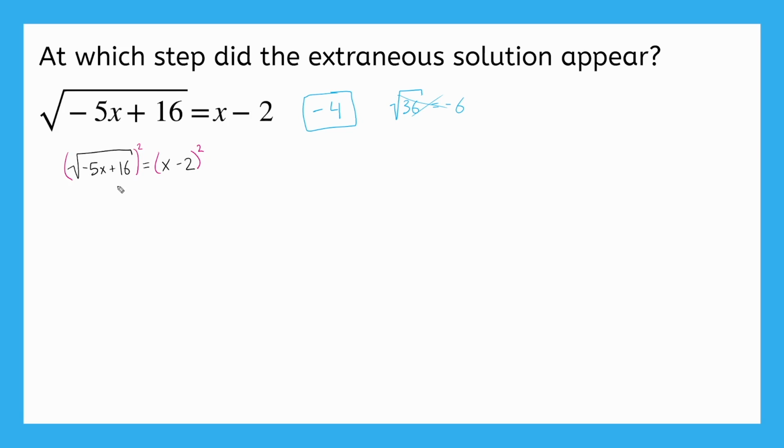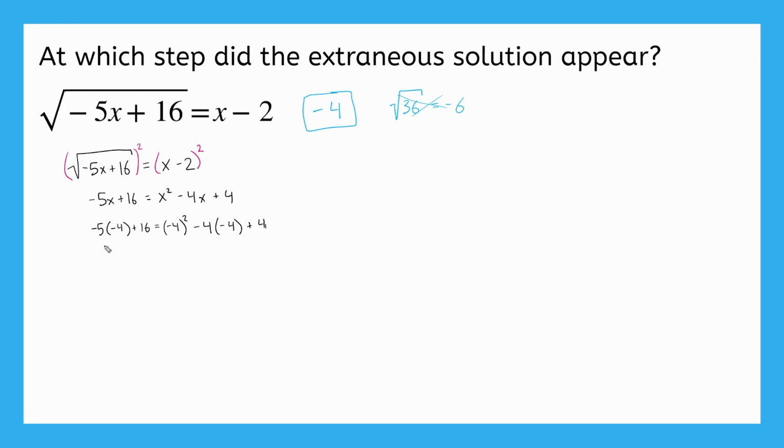And this gave us negative 5x plus 16 is equal to x squared minus 4x plus 4. And here we can already see, if we plug in our negative 4, we'll go ahead and do that. So we have negative 5 times negative 4 plus 16 is equal to negative 4 squared minus 4 times negative 4 plus 4. Let's work this out and see what we get.